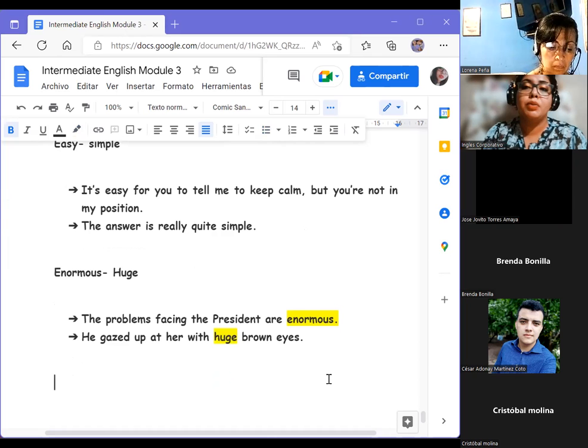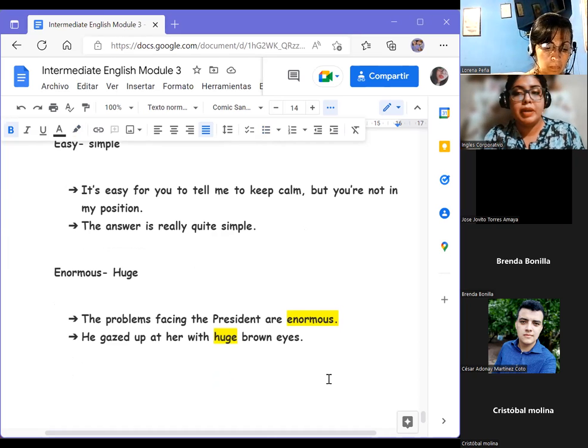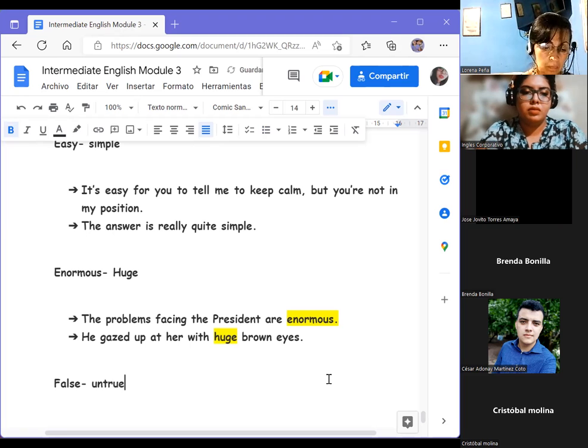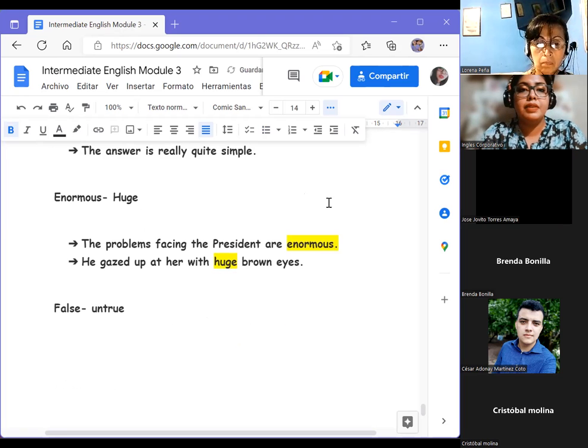And we have the last one. We are going to have the last example for this topic. We are going to have a different topic that we are going to develop here in this session. So in this case, we have the last one that is false or untrue. And we have the two examples. He used a false name to get the job.